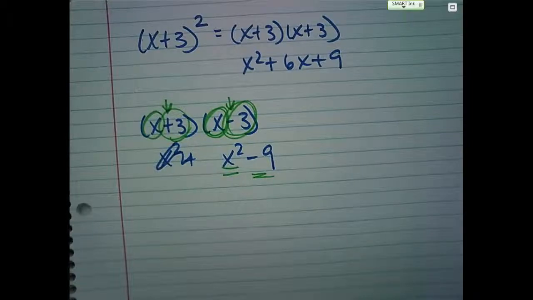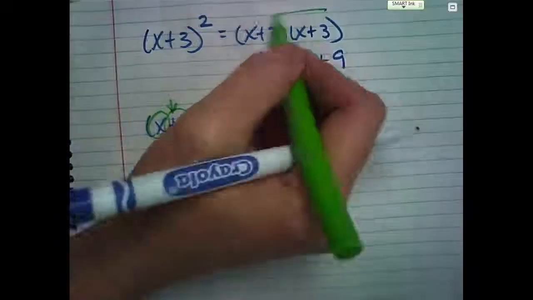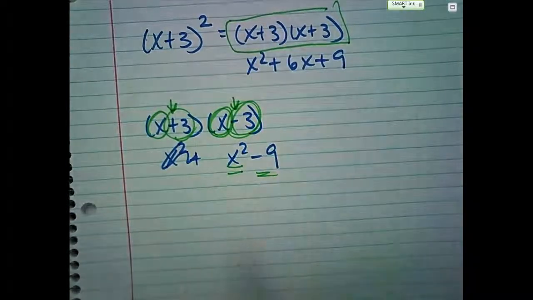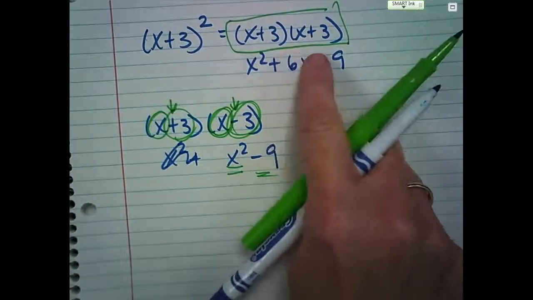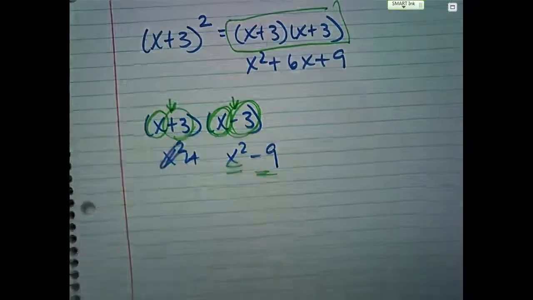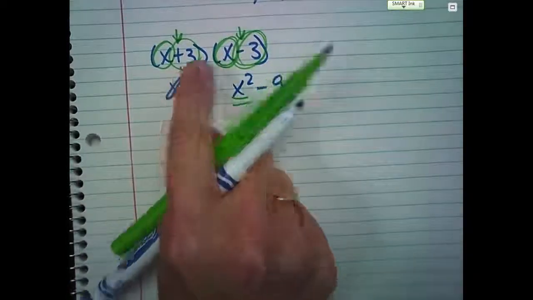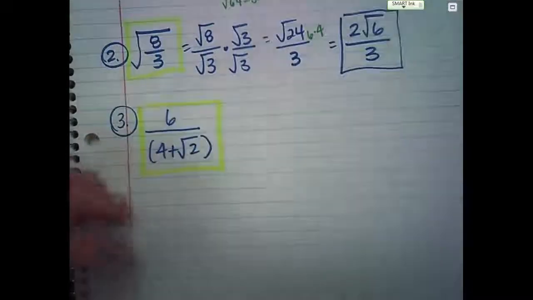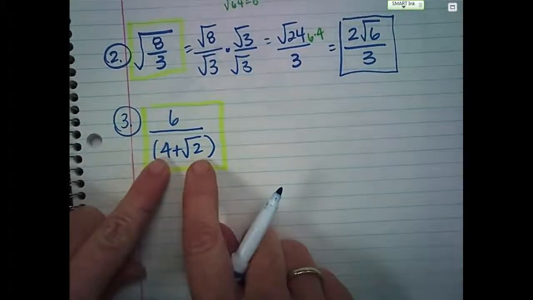It does not work with this problem here. First and last wouldn't work. First and last would give me x squared plus 9, and that's not true. Right? It only works if you have the same thing, one positive and one negative. Do you see the difference? Okay, well that's what you're going to use to get rid of this root 2.